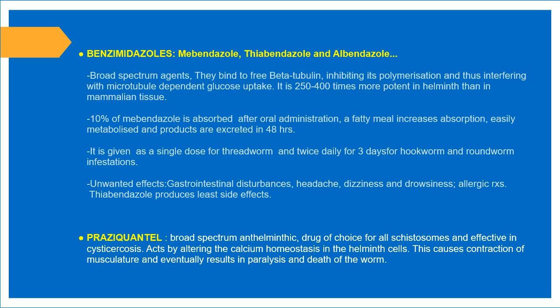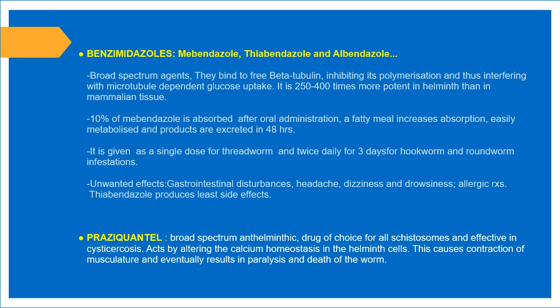Well, coming to the first class of anthelmintic drugs, the most commonly used drugs are called benzimidazoles. The drugs coming under this class are mebendazole, thiabendazole, and albendazole. The benzimidazoles are broad spectrum agents and constitute one of the main groups used clinically. The mode of action of all these drugs is that they bind to the free beta tubulin.